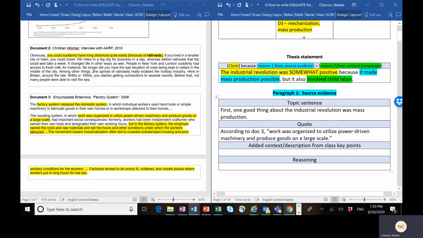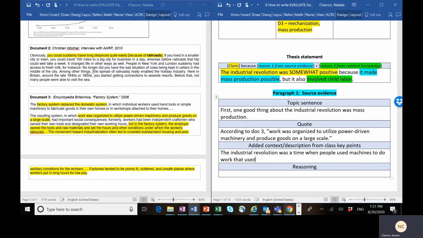This whole response is about the Industrial Revolution. So if you want to even just define that in the context of what the quote is talking about, you can totally do that. The Industrial Revolution was a time when people used machines to do work that used to be done by hand. That's an option, right? You could talk about what the quote is describing instead.